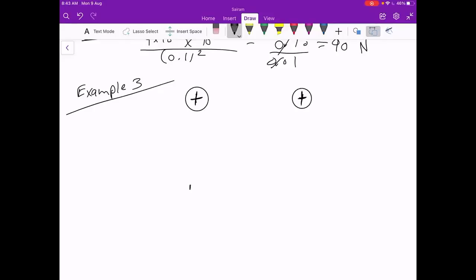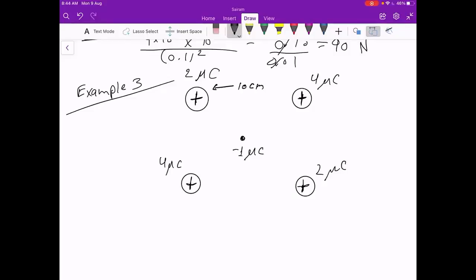This is your system, and each charge is 2 microcoulomb, 4 microcoulomb, 2 microcoulomb, 4 microcoulomb, -1 microcoulomb, with 10 centimeter and 10 centimeter spacing. Now find the force on each charge. You may start.